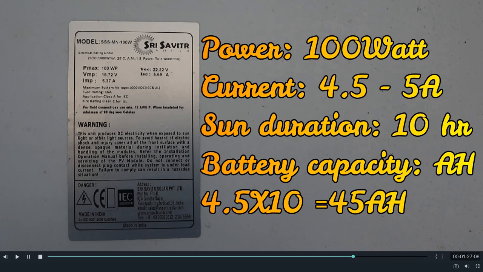So, if we use a solar panel of 100 watt capacity, the battery capacity required for the panel would be 45 to 50 ampere hour.